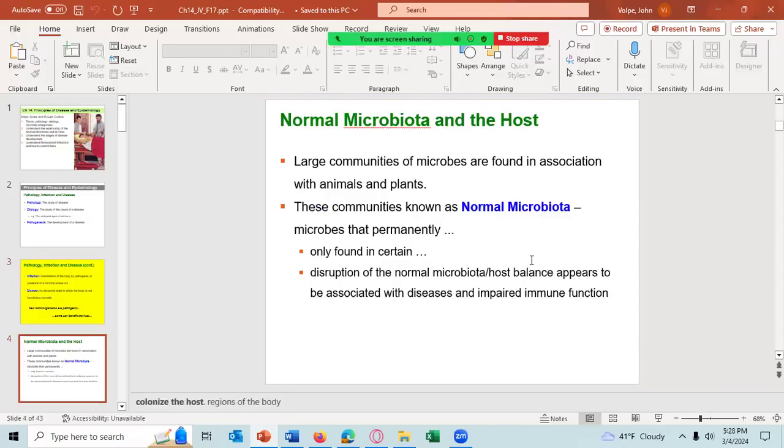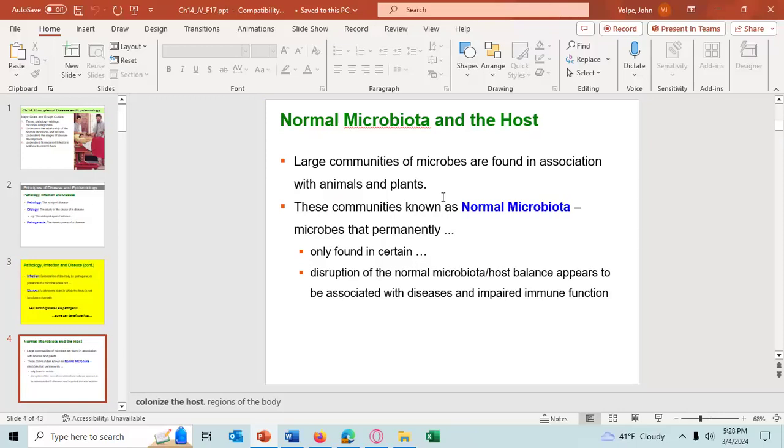All right, let's talk about the normal microbiota and the host. The normal microbiota is a large community of microbes found in association with all animals and plants. When we're talking about the human normal microbiota, you should actually use the term human normal microbiota because different animals and plants, obviously, have different normal microbiota.